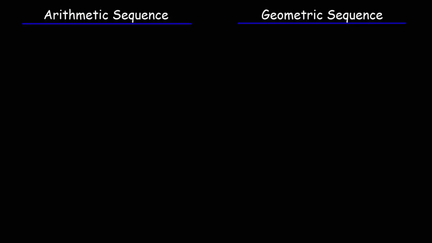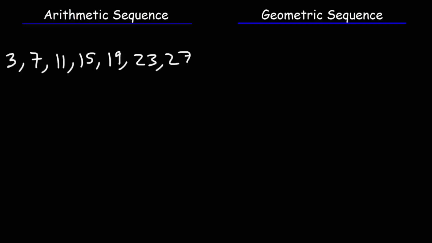In this video, we're going to focus mostly on arithmetic sequences. Now, to understand what an arithmetic sequence is, it's helpful to distinguish it from a geometric sequence. So here's an example of an arithmetic sequence. The numbers 3, 7, 11, 15, 19, 23, and 27 represent an arithmetic sequence.